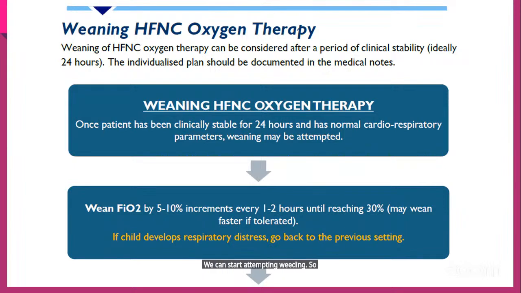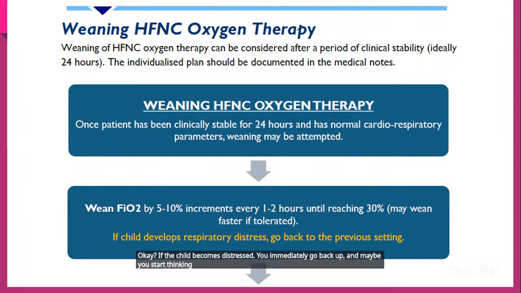So we take it down, the FiO2 is taken down by 5 to 10% every couple of hours until you reach 30%, which is slightly elevated compared to the 21% we are breathing in now. Okay? If the child becomes distressed, you immediately go back up. And maybe you start thinking, oh, he's not as stable as I thought.